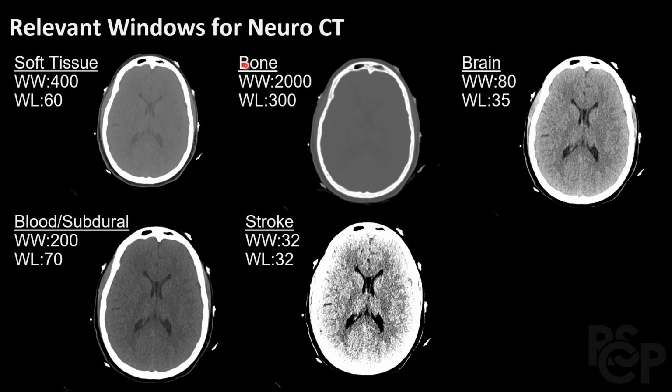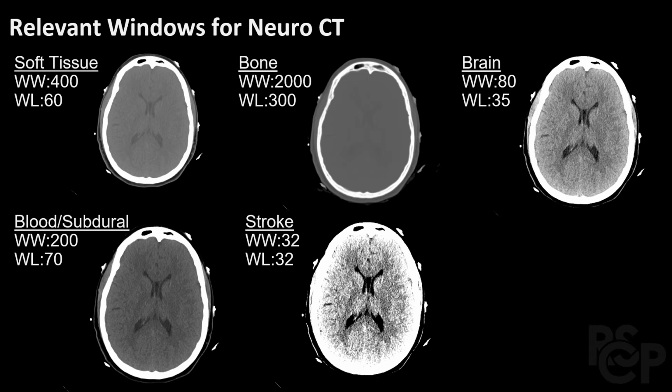On bone, we might look for fractures. On brain window, we might look for pathologies that occur in the brain parenchyma, and then so on, with blood and subdural looking for bleeds in the brain, and then stroke looking for, obviously, strokes. You will have a better sense of this as we look through the search pattern later on in the talk.